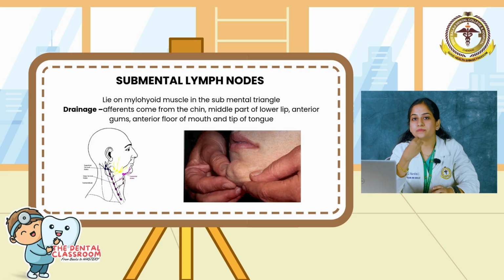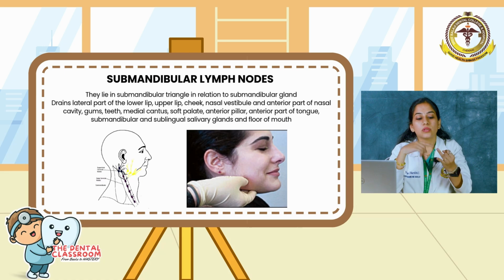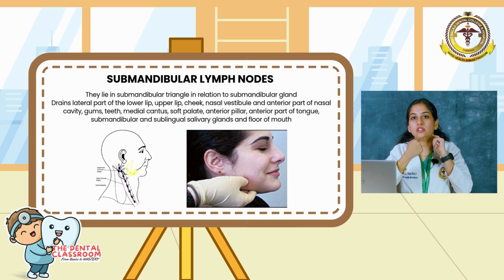It usually drains the tip of the tongue. So the tip of the tongue usually drains into the submental lymph node. Next we will move on to the submandibular lymph node. As I have discussed earlier, this lies in the submandibular triangle, which is located here. So submental is located below the chin region and submandibular is located in this region.